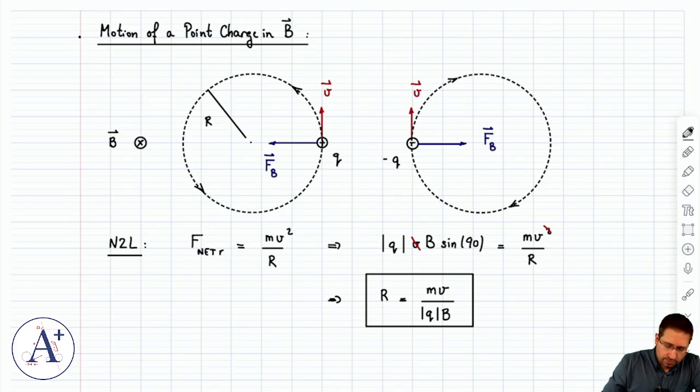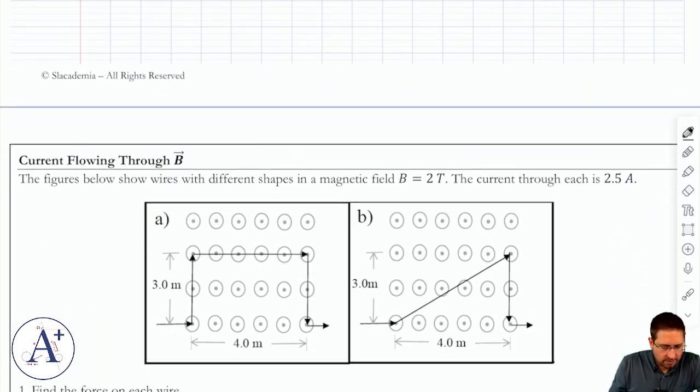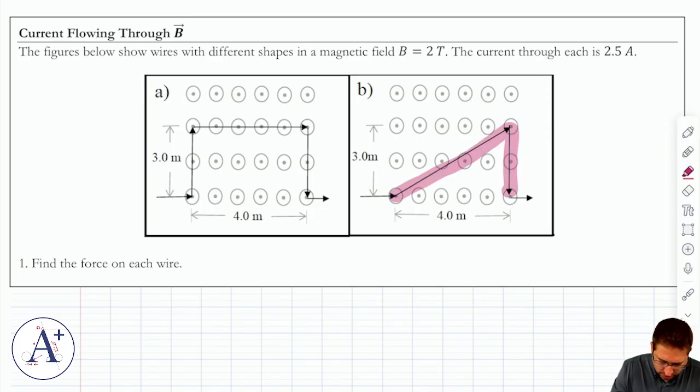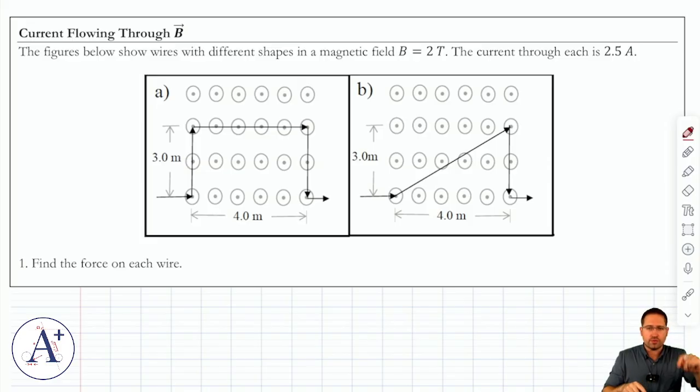Okay, so let's do some problems. Let's start with this thing here. We have current flowing through a magnetic field. We want to find the net force on each wire. Now the first wire on the left has this U shape to it, and this one has a triangular shape. And we want to find the force on the entire wire, the entire U.